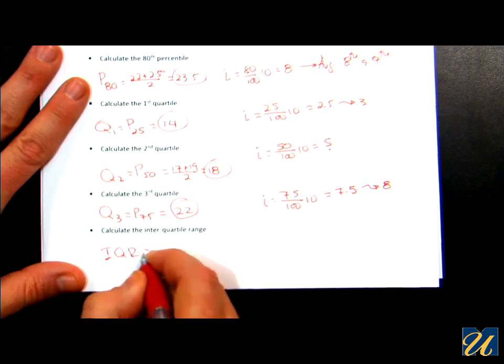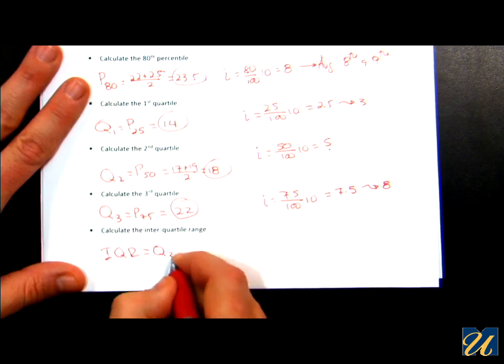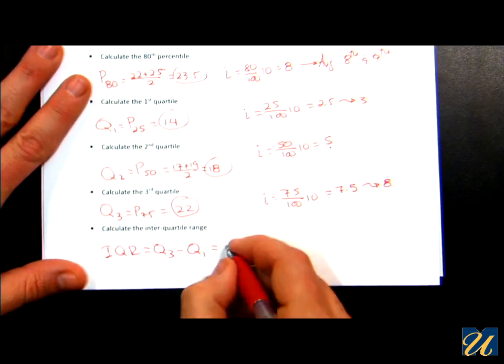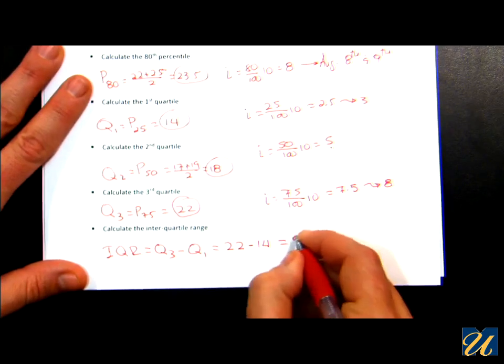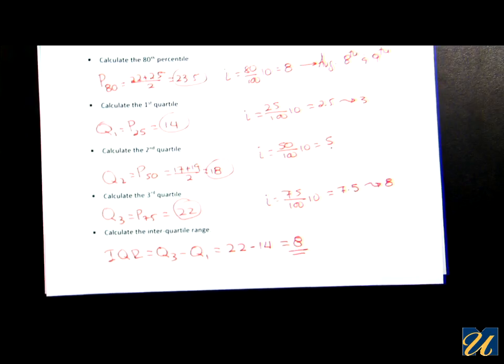IQR is equal to Q3 minus Q1, which means 22 minus 14 equal to 8. So the interquartile range is equal to 8.